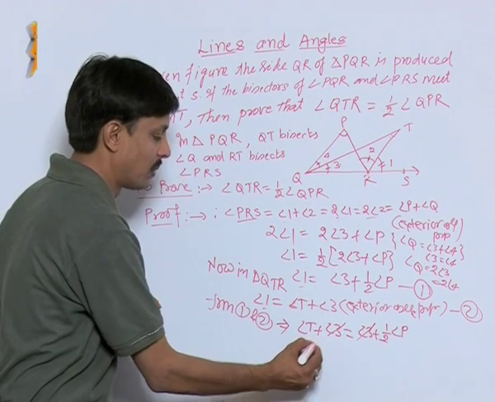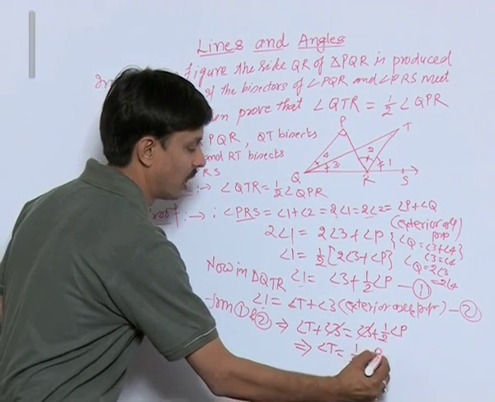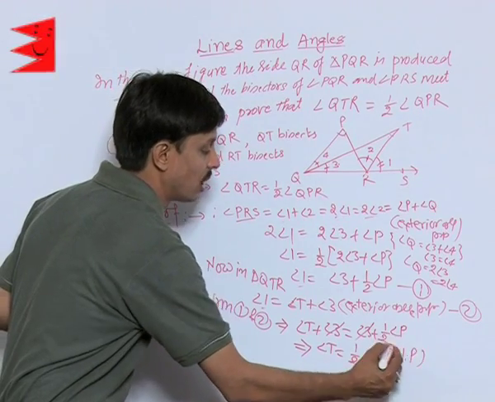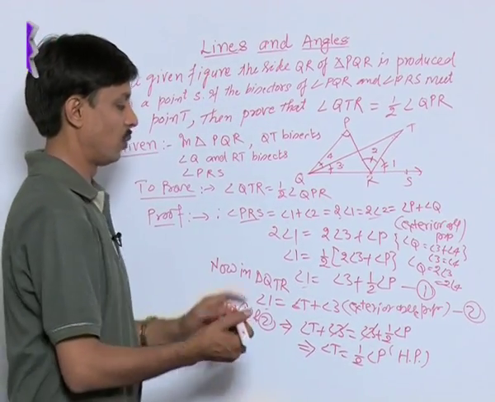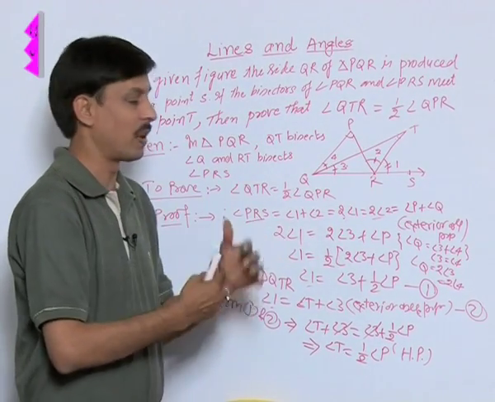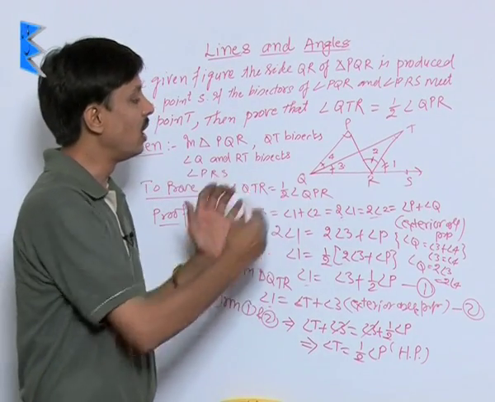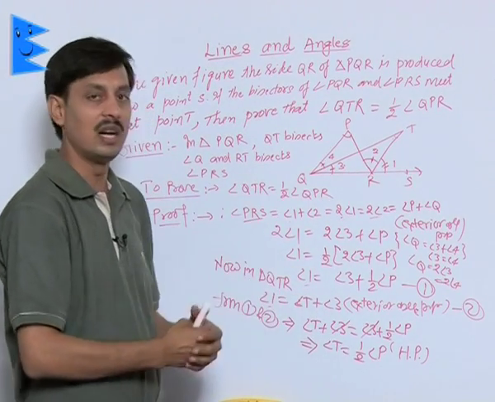So with the help of that, I find angle T is equal to half of angle P, which is our required result which we needed to show. So what we applied here is the exterior angle property, naming of angles and equating the sides.